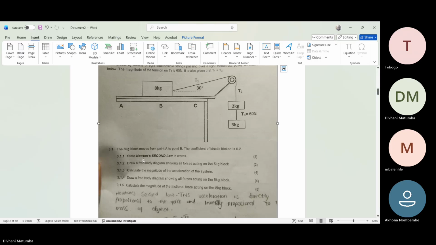3.3.1, define Newton's second law. Newton's second law: F equals ma. This is Newton's second law.